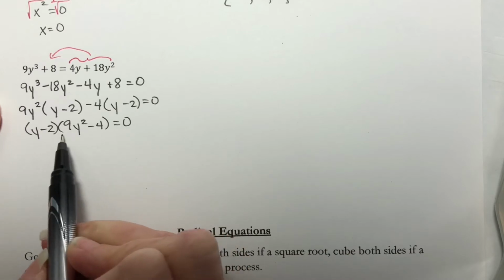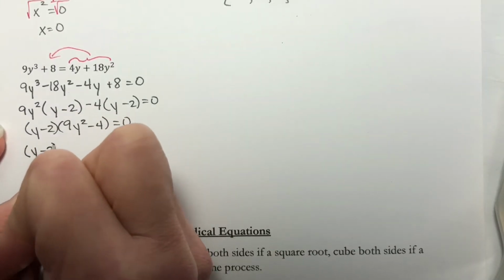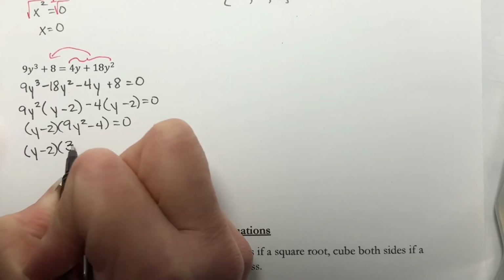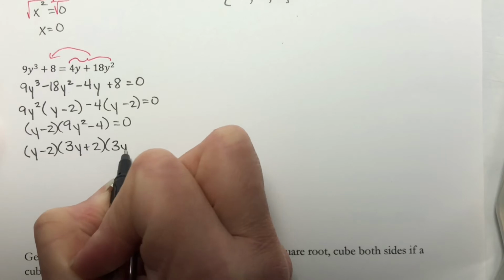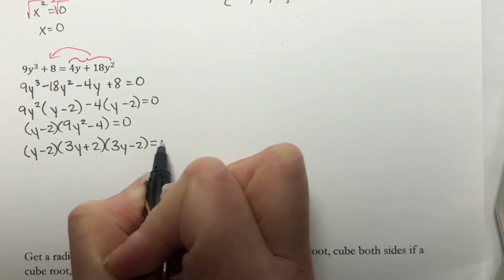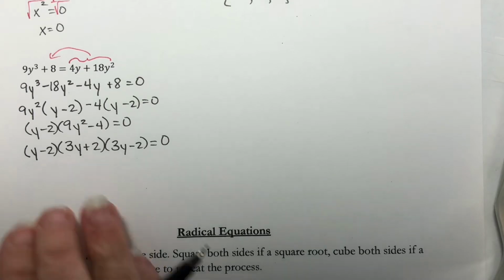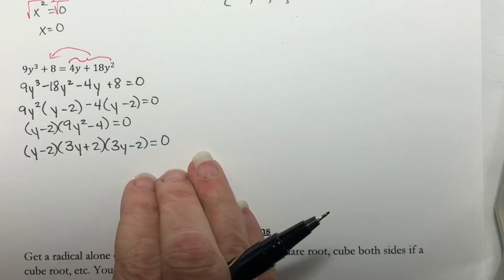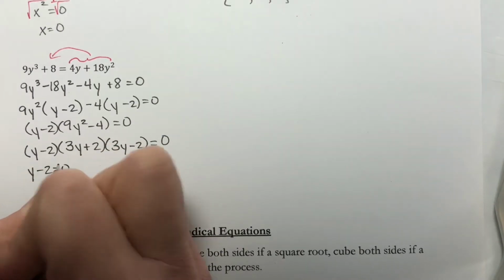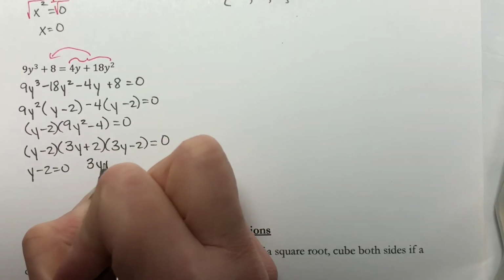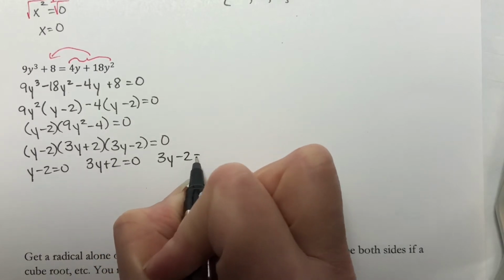Now this is a difference of squares again. So this is y minus 2 times 3y plus 2 times 3y minus 2, and that's equal to 0. Now I need to set all 3 of these equal to 0 and solve. So I have y minus 2 equals 0, 3y plus 2 equals 0, and 3y minus 2 equals 0.